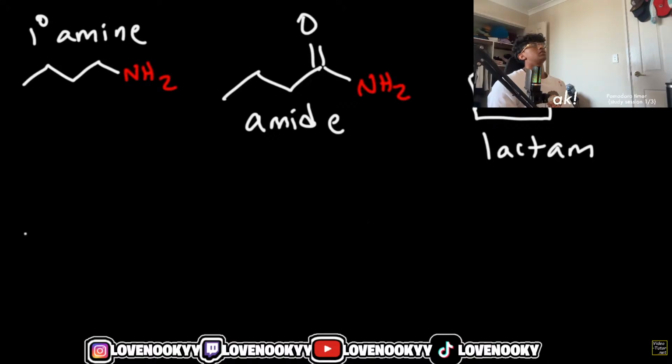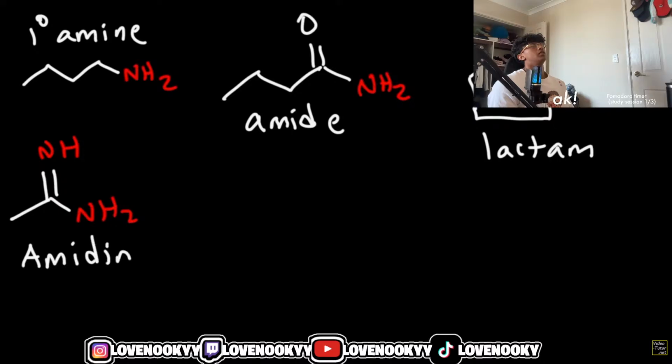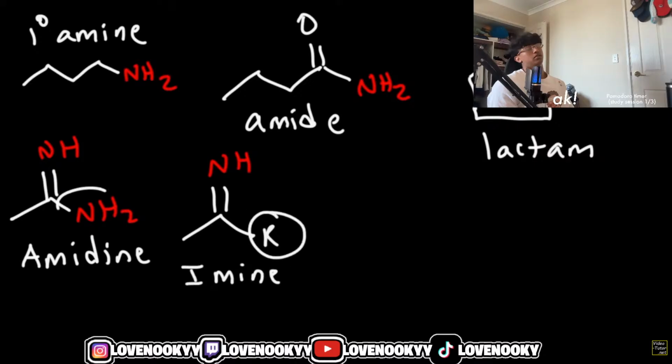Now looking at the amide functional group, what happens if we replace this? This is called amidine. It's kind of similar to an imine, but instead of this being a hydrogen or an R group, which will make it an imine, the R group is an NH2. So that's the difference between an imine and amidine.